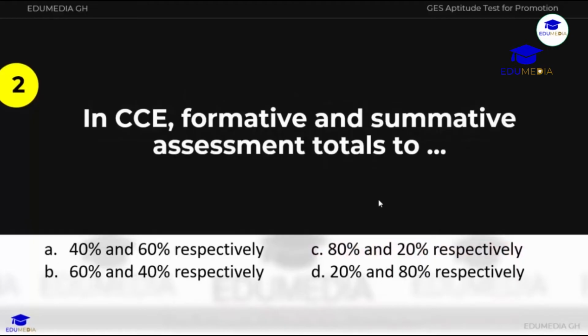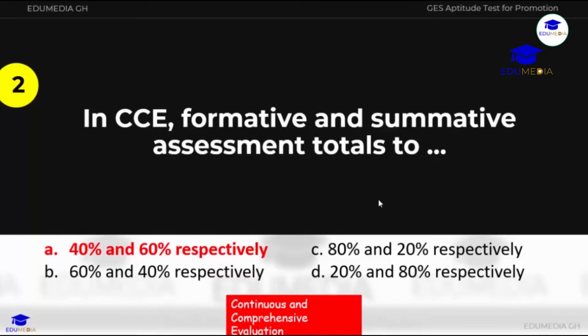Question number 2. In CCE, formative and summative assessment totals to A. 40% and 60% respectively, B. 60% and 40% respectively, C. 80% and 20% respectively, D. 20% and 80% respectively. The correct answer here is A. 40% and 60% respectively. The CCE is the Continuous and Comprehensive Evaluation.